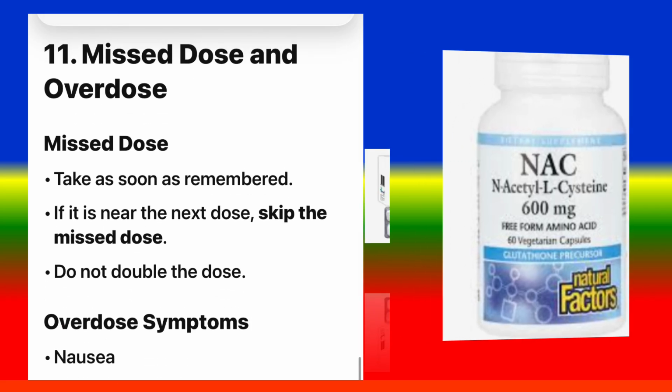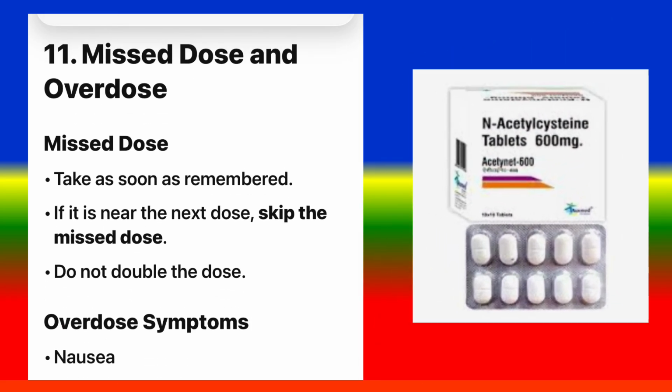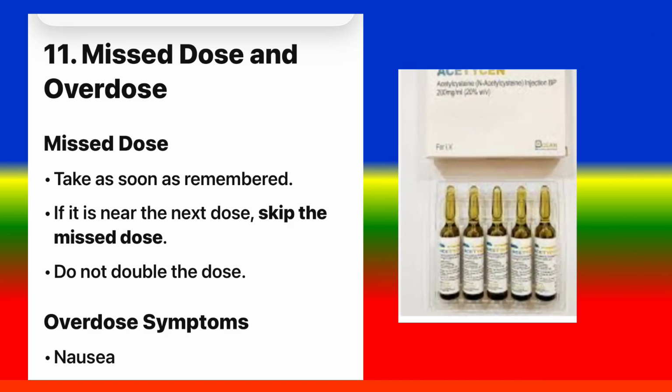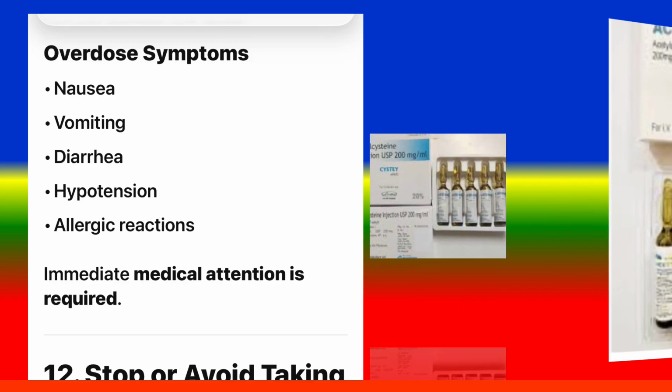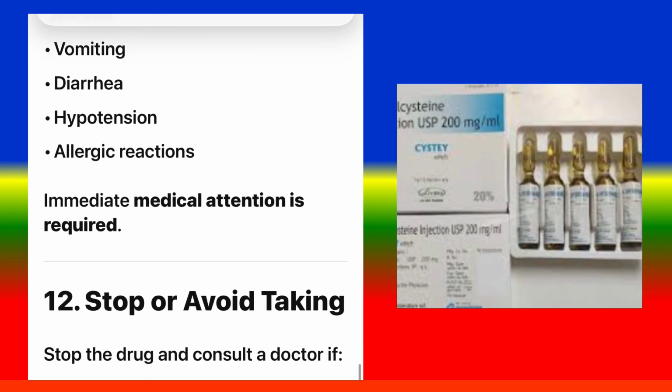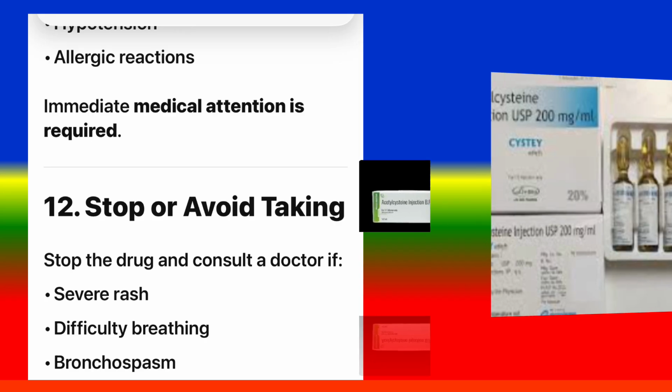Number 11, missed dose and overdose. Missed dose, take as soon as remembered. If it is near the next dose, skip the missed dose. Do not double the dose. Overdose symptoms, nausea, vomiting, diarrhea, hypotension, allergic reactions. Immediate medical attention is required.